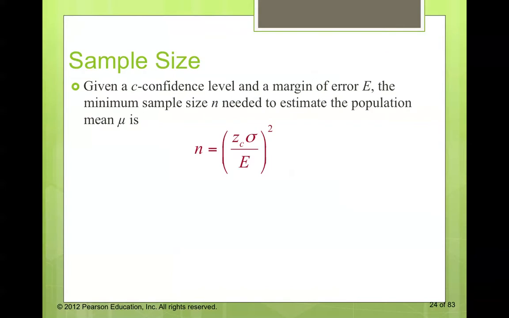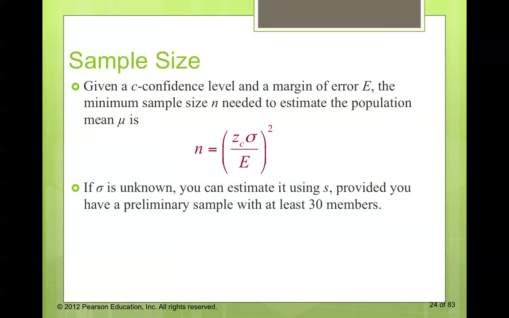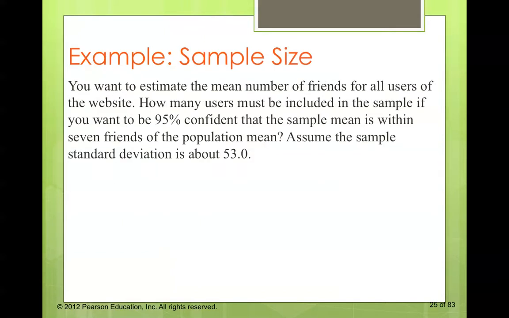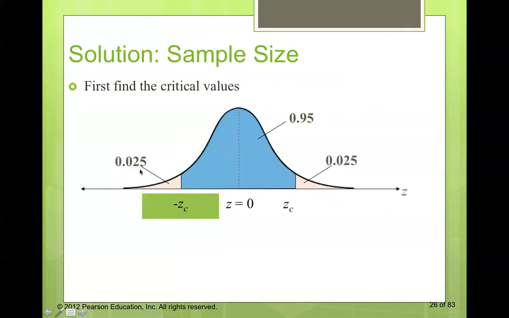Now, most of our problems have given us n, but some problems are not going to give us n, and we're going to have to figure out n in order to have a certain margin of error. So if sigma is unknown, you can estimate it using S, provided you have a preliminary sample with at least 30 members. So you want to estimate the mean number of friends for all users of the website. How many users must be included in the sample if you want 95% confidence? So assume the sample standard deviation is 53. It wants it within 7 friends. That means the 7 friends is our error. So then we plug it into the formula. We have to first find the z-score of 1.96.